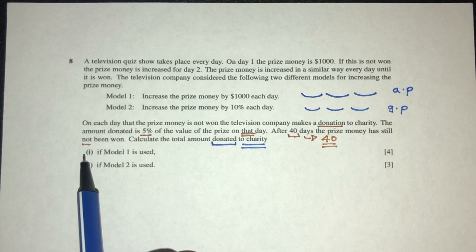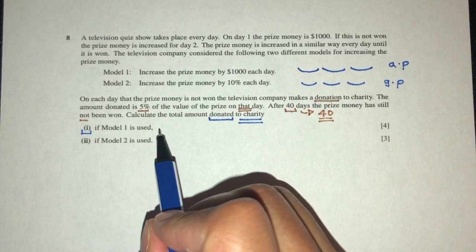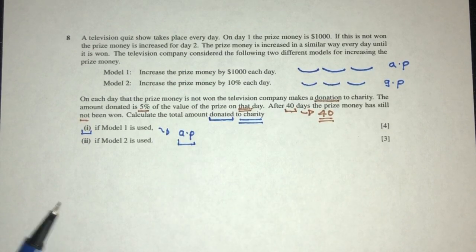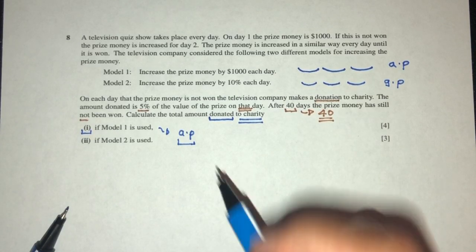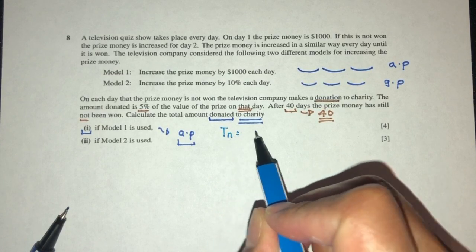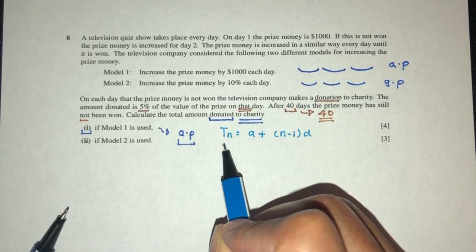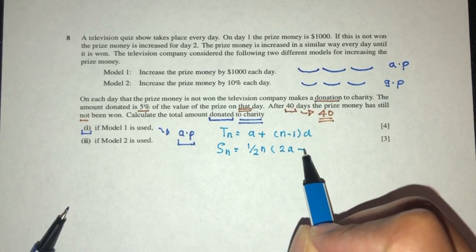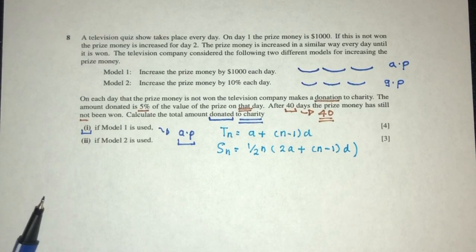Part 1, if model 1 is used. So let's have a look. So we know model 1 is what? It is an AP. Okay. Now first thing, as I always advise, is to first write down all the formulas you know for the progression. So we know that the nth term is a plus (n minus 1) times d, and the sum of the first n terms will be half times n times (2a plus (n minus 1) times d). Again, this is given to you. However, I prefer if you guys could memorize them, but anyways, no big deal.